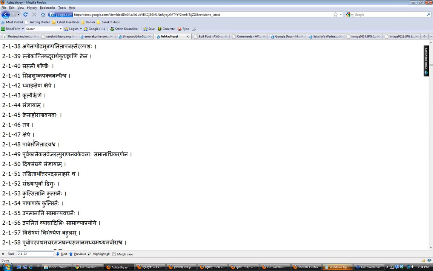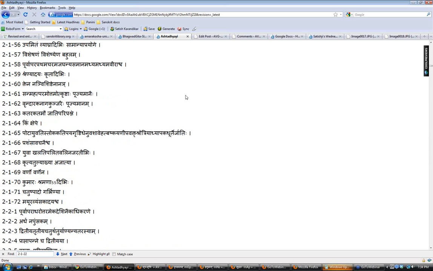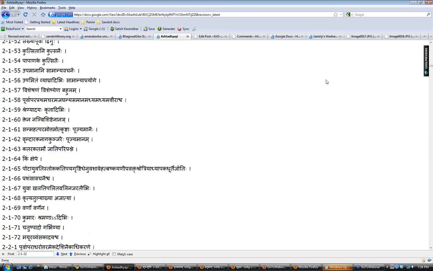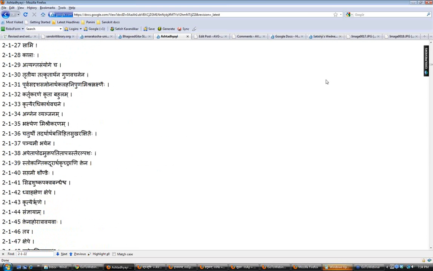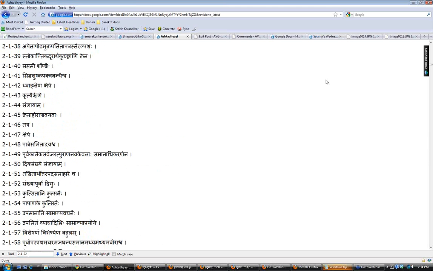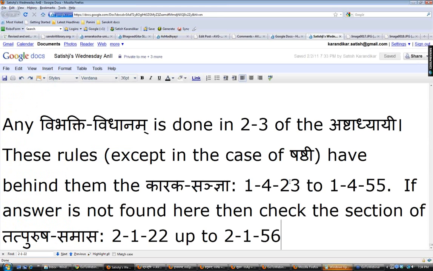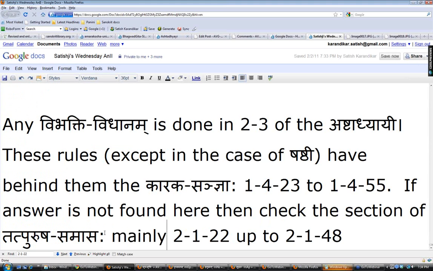But I'm just giving you, for the vibhakti purpose, what you can take from this section. So it comes mainly up to 2-1-48. There are small sections, so see if you can find something there. From 2-1-22, which is the adhikara tatpurushah, up to 2-1-48 is the range. Why only 48? Because from 49 starts the samanadhikarana, karmadharaya, up to the end of 2-1. So those will not help you. So up to 2-1-48, that's your third go-to.